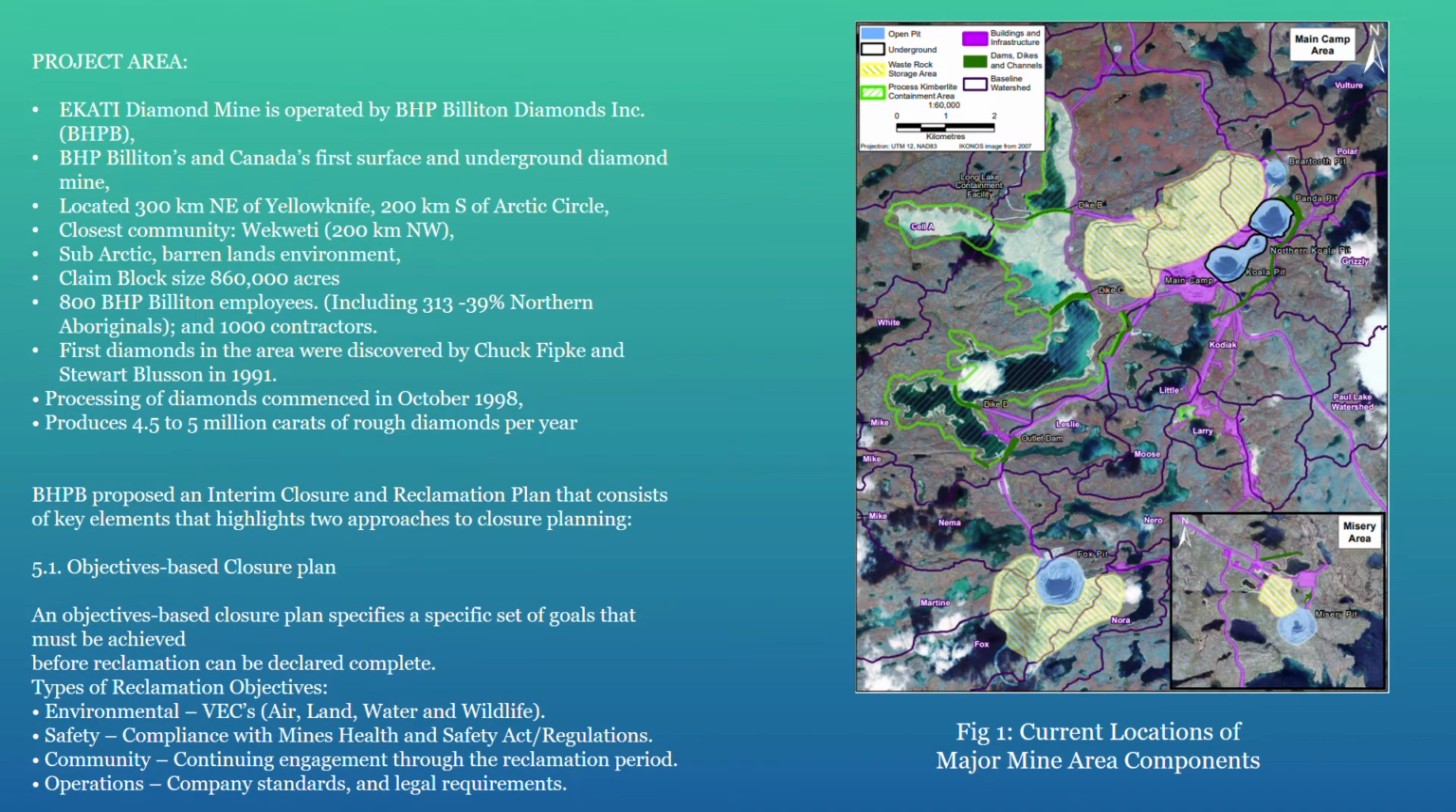So today, as I said, we are going to focus on a case study on the given topic, that is the closure of an opencast diamond mine. What will be the closure plan? Here I took the case study of Ekati Diamond Mine, which is operated by BHP Billiton Diamonds Inc. And these are the details about the project area. The block size is 860,000 acres. It produces about 4.5 to 5 million carats of rough diamonds per year. It is based in Canada and it is Canada's first surface and underground diamond mine.